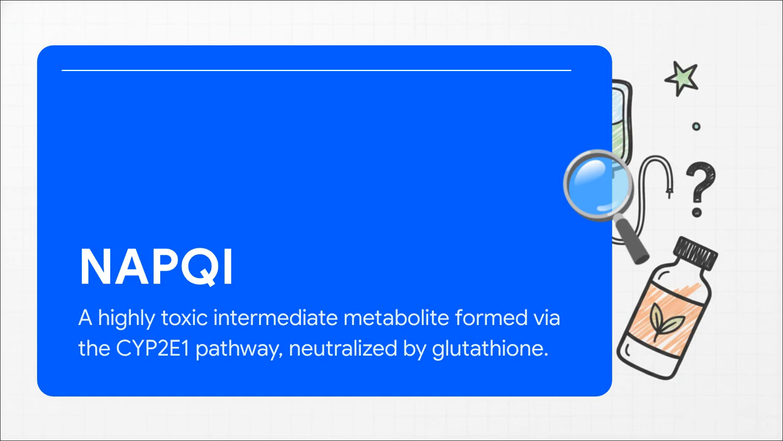Now, normally, your liver has no problem handling this. It perfectly neutralizes NAPQ using its natural stores of an antioxidant called glutathione. But during a massive overdose, those primary conjugation pathways we just talked about get completely saturated. So, where does the excess drug go? It reroutes entirely to this pathway, causing a massive, dangerous spike in this toxic compound.